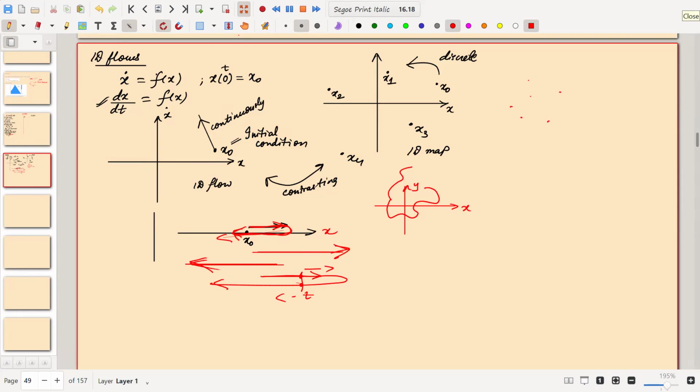And they cannot intersect also. You might think why it cannot intersect. If the solution is going like this and coming back, suppose it went like this and comes back, is this possible? They intersect here, right? Is this possible? It is not possible. Why? Because at this point of intersection, you have one tangent, I mean derivative vector here, and when it comes back again, you have another tangent vector here.